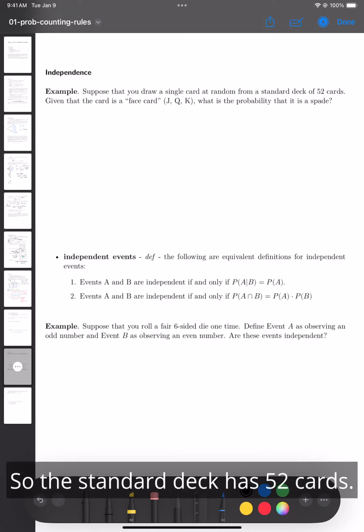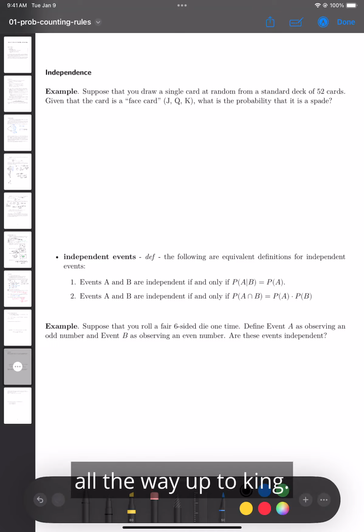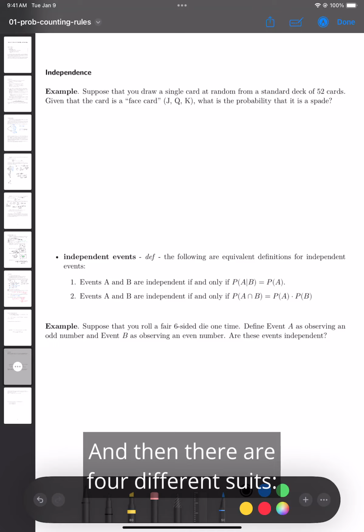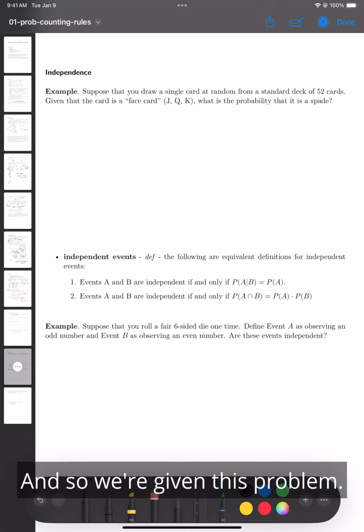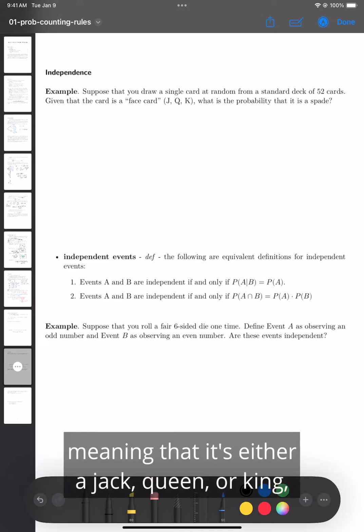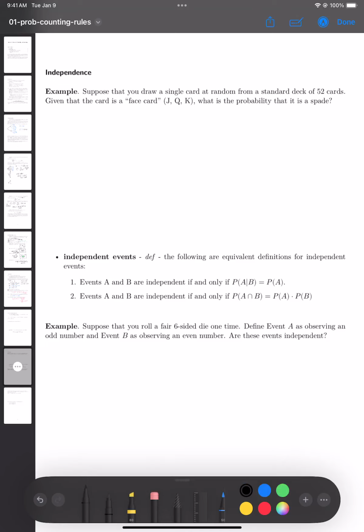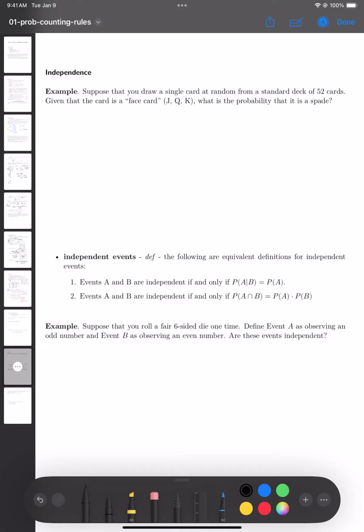So the standard deck has 52 cards. There are 13 different values, ace, 2, 3, 4, all the way up to king. And then there are 4 different suits: spades, clubs, diamonds, and hearts. And so we're given this problem. Given that a card is a face card, meaning that it's either a jack, queen, or king, what is the probability that that card is a spade?